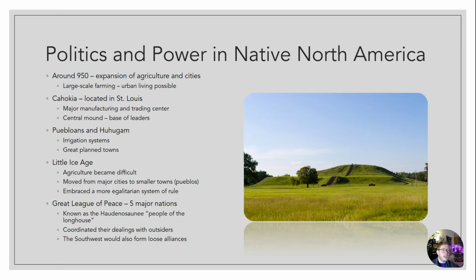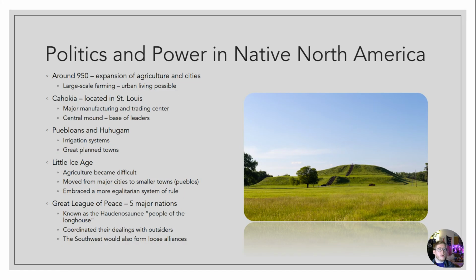Around 950, there are going to be some expansion of agriculture and cities. This is due to one of the warming periods. Large-scale farming is going to make urban living possible. And one of the big ones in the Mississippi River Delta is Cahokia. This is actually located near St. Louis. It's a major manufacturing and trading center where they build these giant mounds that are the base for their leaders. You can actually still visit the main one in St. Louis today. That is what's pictured here.